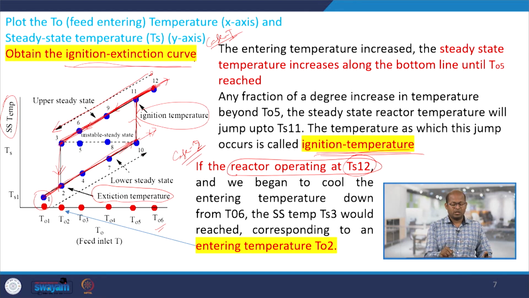So, this is how we obtain the ignition and extinction curves for a reactor operating at different feed inlet temperatures. Another point is that points 5 and 8, in between points 3 and 10, are called unstable steady state temperatures. At these temperatures we do not operate the reactor.